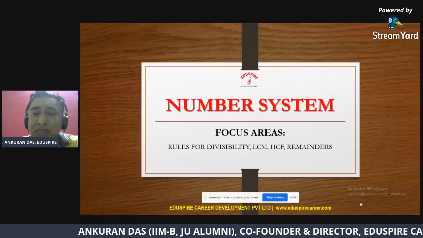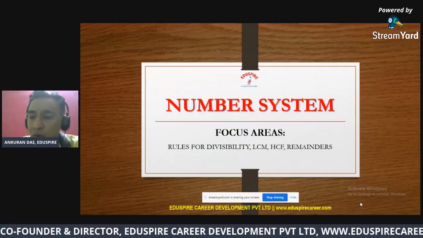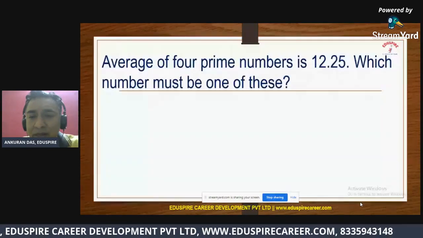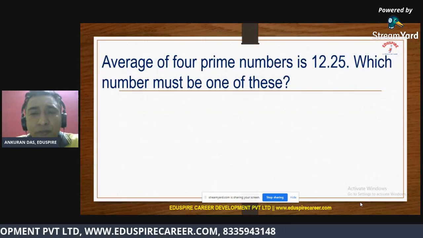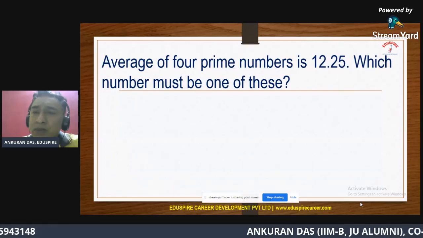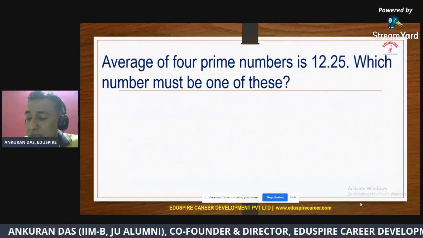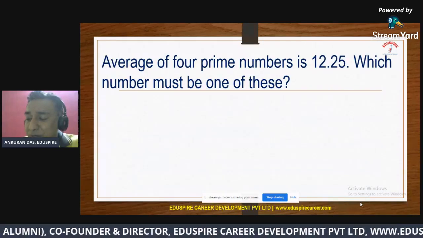So as you can see on your screen, probably now it is visible to you. You can see our focus area is number systems. So here we go with the first question, guys. Average of four prime numbers is 12.25. Which number must be one of these? So this question needs a bit of understanding.